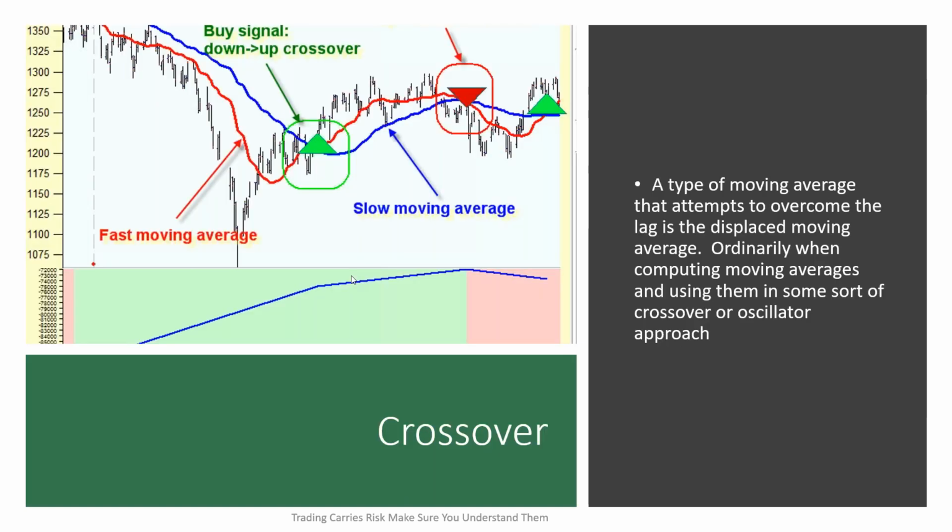So my friend Bob uses a lot of indicators that combine moving averages. Now, a type of moving average that attempts to overcome the lag is the displaced moving average. Ordinarily, when computing moving averages and using them as some sort of crossover oscillator approach.